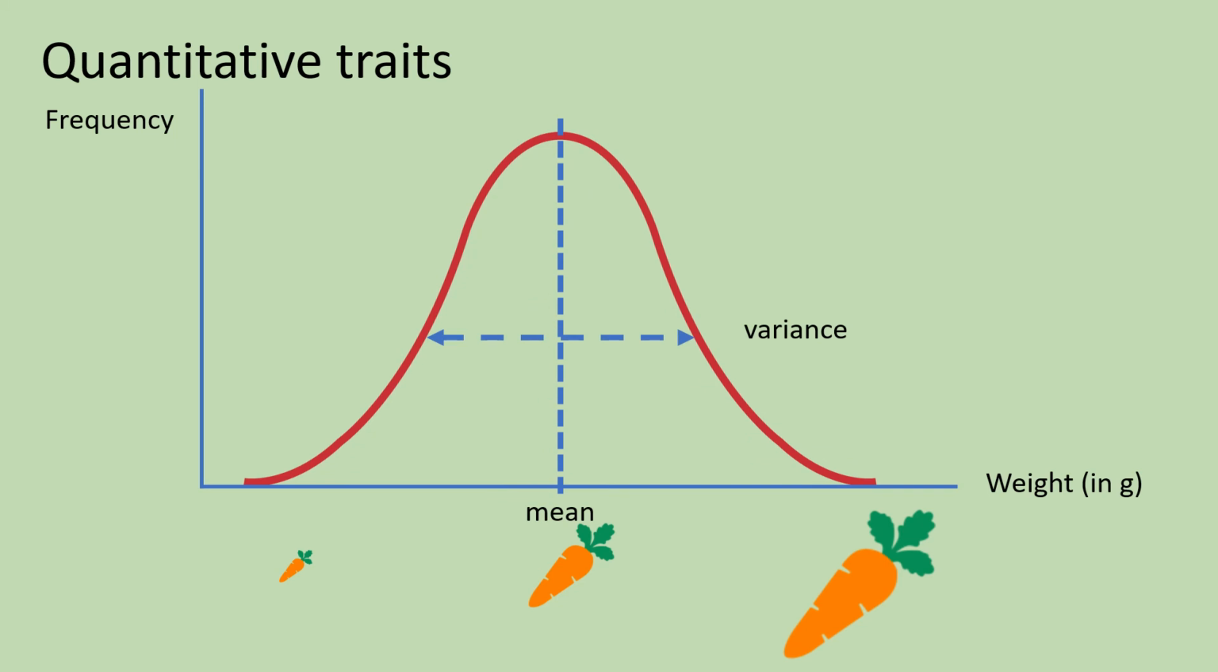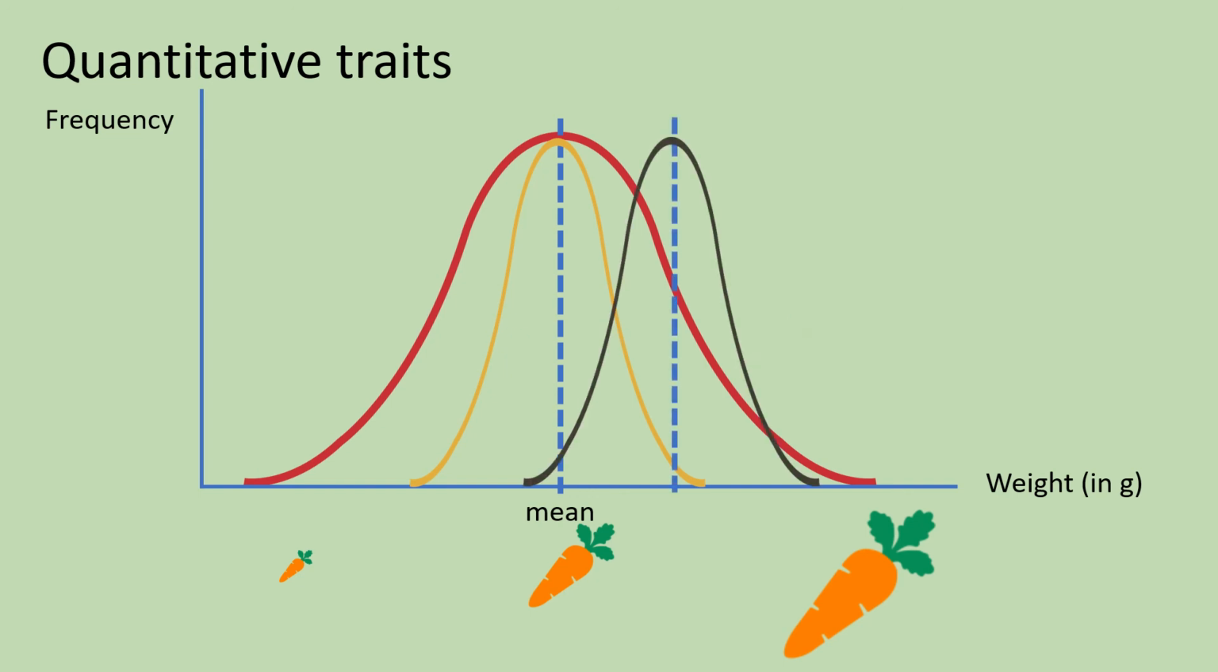The mean is simply the average value of the trait in a given population, and the variance is the dispersal of the observed phenotypes around this mean. Here is another distribution that has the same mean, but a smaller variance. This simply means that there are fewer carrots that are very heavy or very light. And this distribution has the same variance as the yellow one, but a higher mean, so on average, carrots from this group weigh more than the carrots from the yellow or the red group.